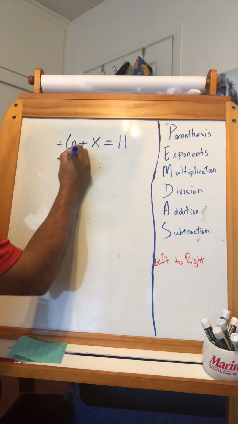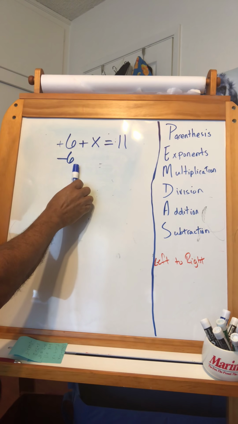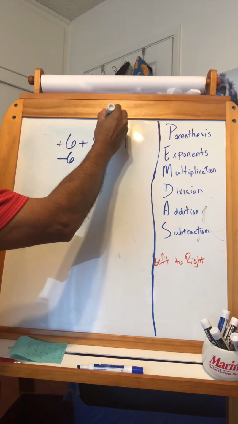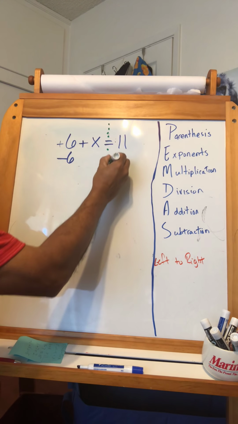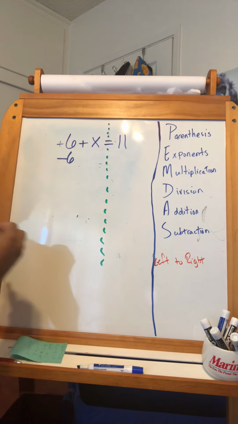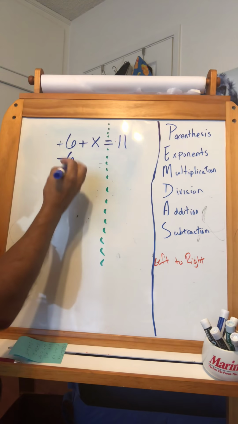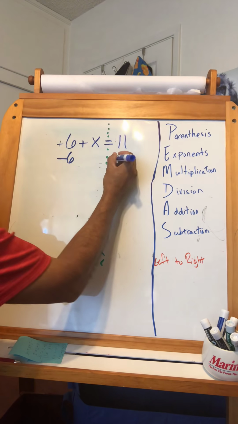I subtract the 6. But whatever I do on this side of the equal sign, let's do this. I'm going to put a line all the way down, just to make sure we know what we're talking about, kind of as a guide. Whatever I do on this side of the equal sign, I have to do on that side.